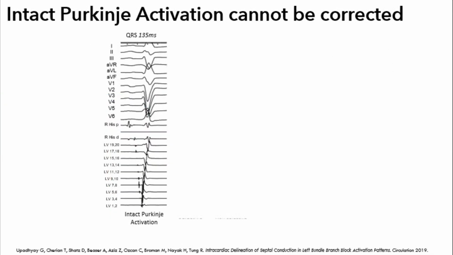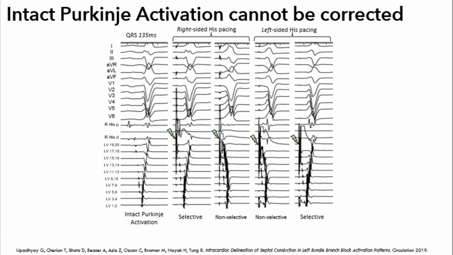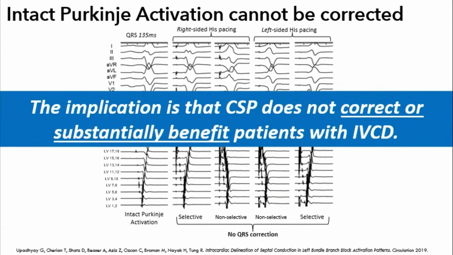Another important implication of these findings is that patients with intact Purkinje activation cannot be corrected. Whether pacing from the right side or the left-sided His, there is no correction of these patients. The implication, of course, is that conduction system pacing cannot correct or substantially benefit patients with intraventricular conduction defect.